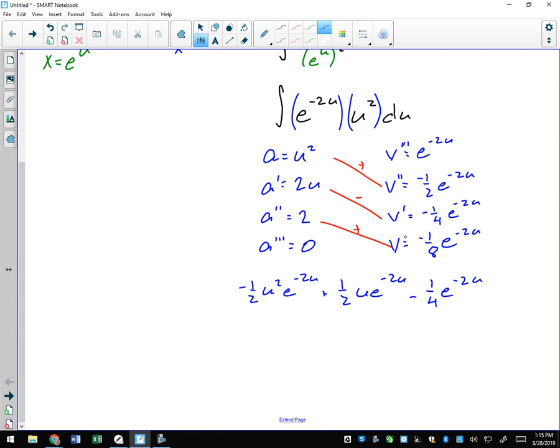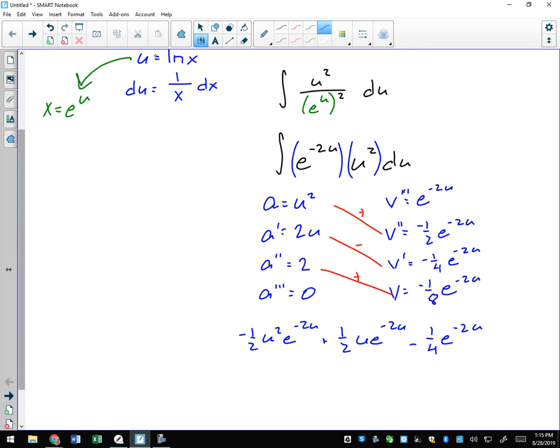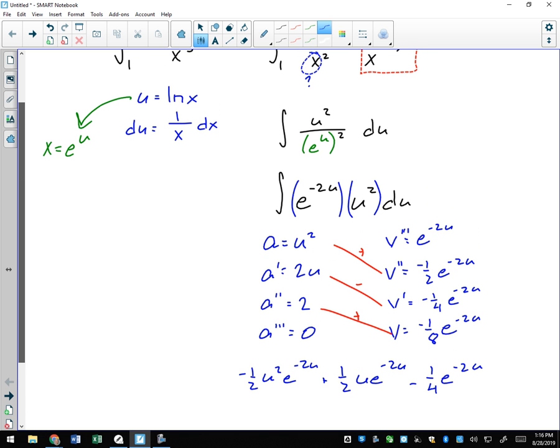So there is our antiderivative, and now we need to go back and remember that we did do substitution, and way up here, back up, u is equal to the natural log of x, and so now I need to replace all of those u's with natural log of x, and I think I'll do that on the next page.